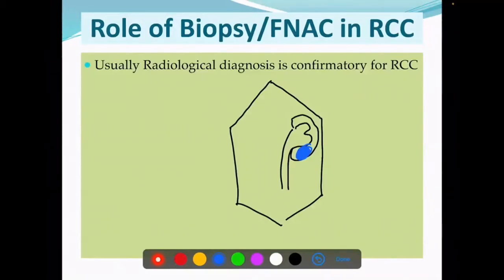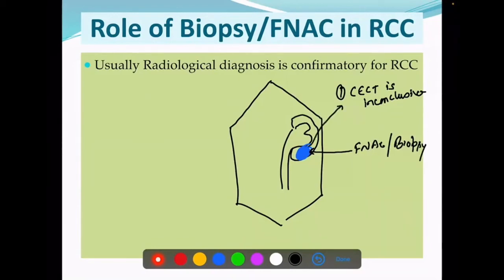For example, if the contrast enhanced CT scan is inconclusive, sometimes it is confusing. Okay, in that case, don't remove the kidney with confusion. Rather do FNAC or FNAB, that is cytology or biopsy.